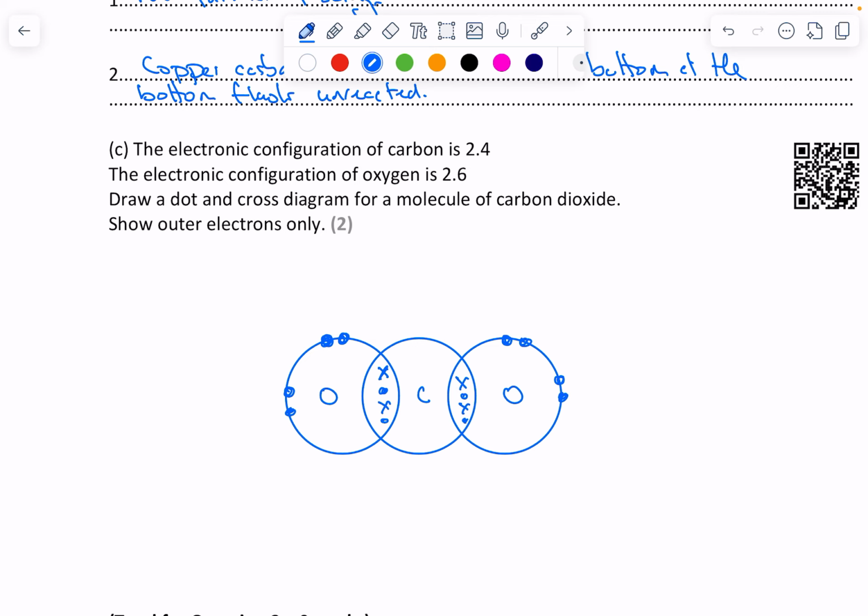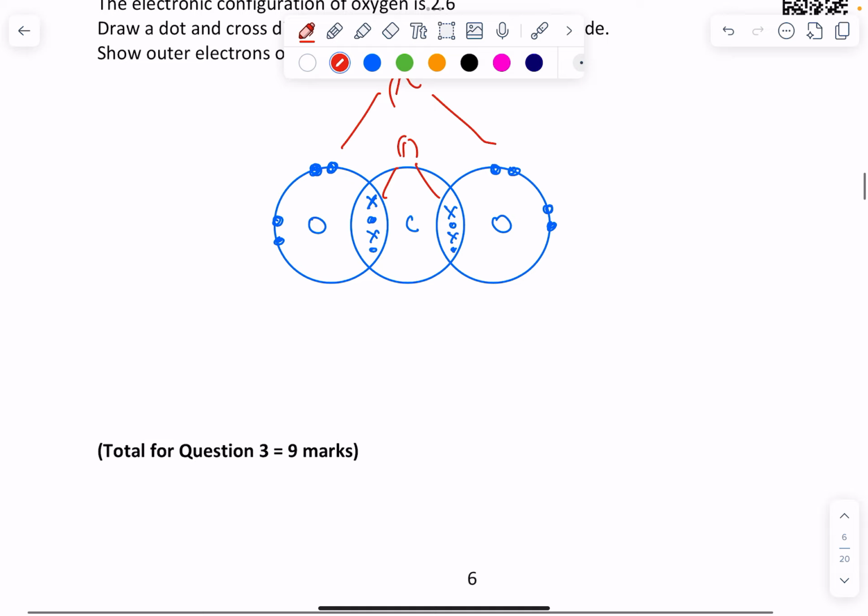The marks for this are going to be awarded for 1 mark if you've got the electrons correct in here. So you get 1 mark for these bits, and then you get a 2nd mark if you've got the number of electrons in the oxygens correct as well.